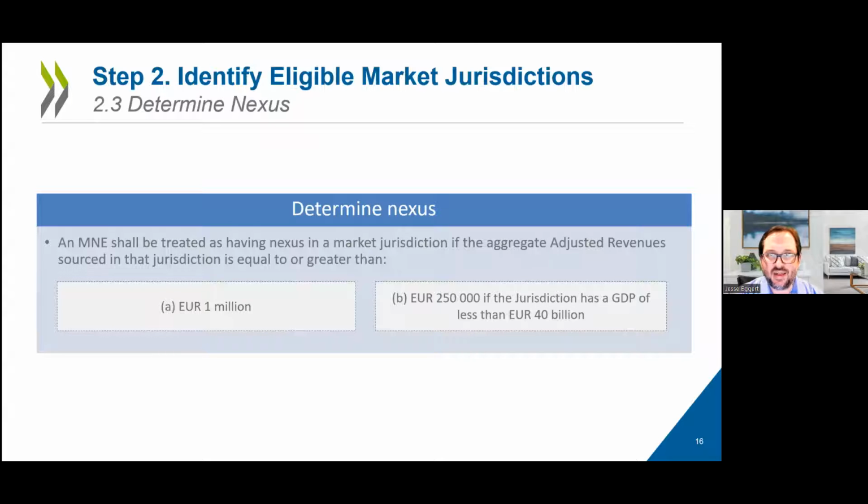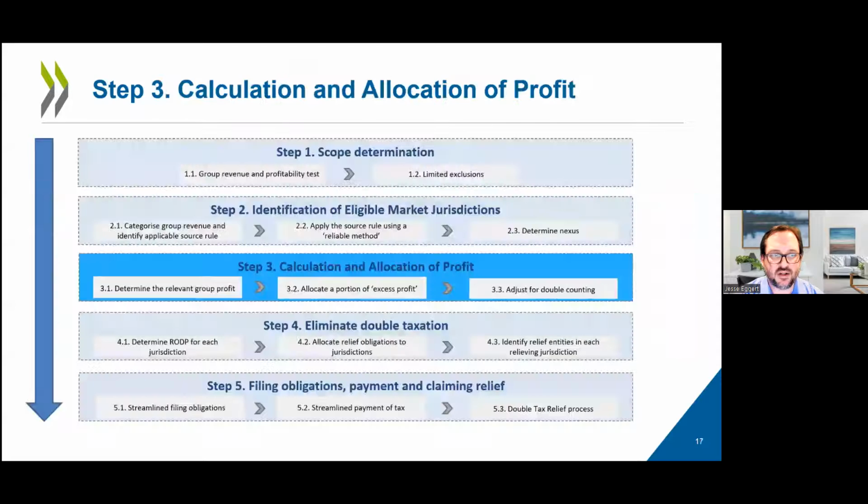With that, I think that gets us through step 2, and I'll turn it back to Eric to talk about calculation and allocation of profits.